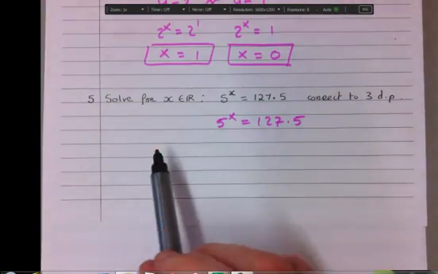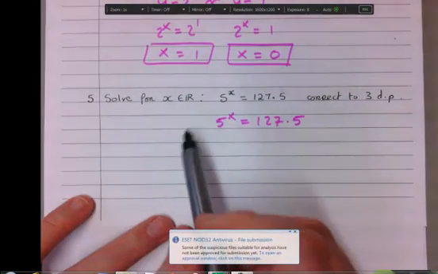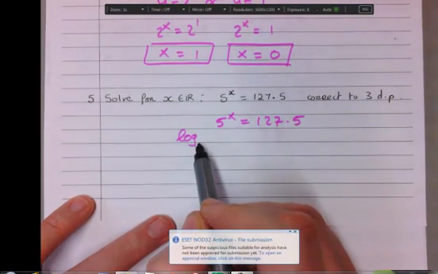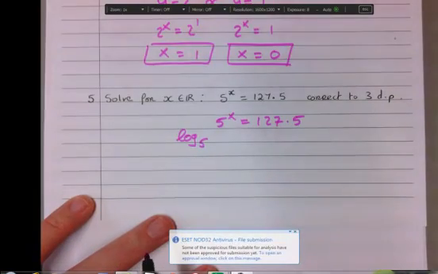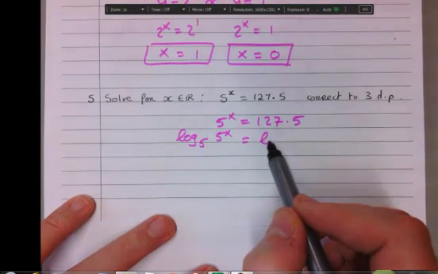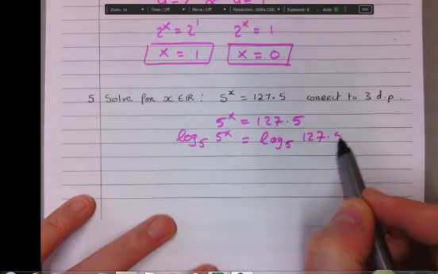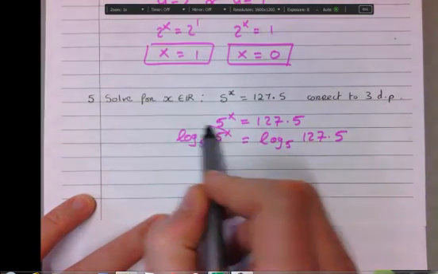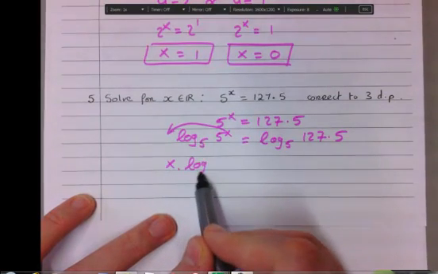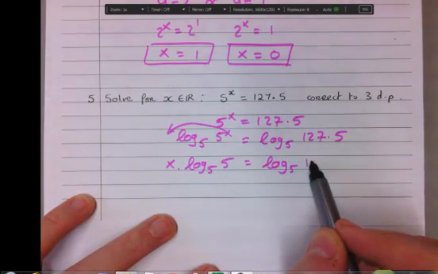Basically what the logs are great for is they allow me to access powers. So what I'm going to do is get the log of both sides. But I'm going to be quite picky about the log that I pick. I'm going to pick log to the base 5, and then this 5 to the x will pop in here. And I'm going to do what I do to one side, I have to do to the other. So using my rules of logs that we saw earlier, that will pop down. So now I've got x times log base 5 of 5 is equal to log base 5 of 127.5.